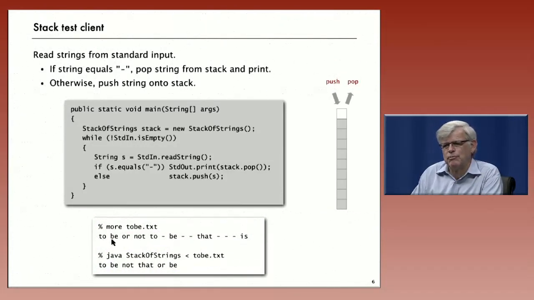So in the example down below here, if we have this file called tobe.txt, then what the client will do is push to, be, or, not, to all on the stack. Then when it comes to this hyphen, it'll pop the most recently inserted item, which is to in this case. Then it'll put be on the top of the stack, and then pop the top item on the stack, which is now be, and then pop the item most recently added. Be's gone, to's gone, so the next is not, and so forth. So this is a simple test client that we can use to test our implementations.